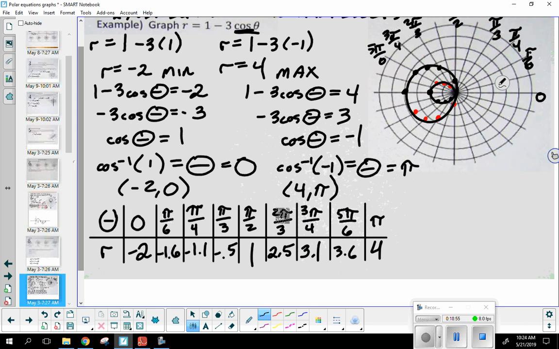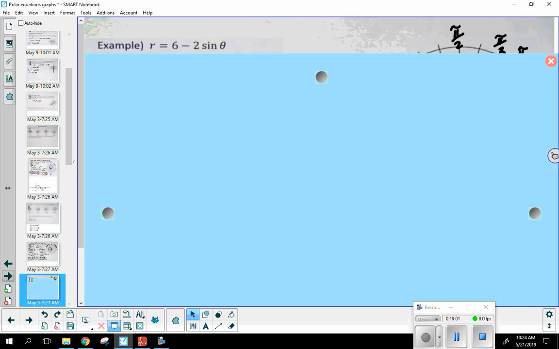Okay, all right, moving on. Let's try one on our own. You're probably saying, Mr. West, this is the last lesson of the year. I want to try one on my own. Well, all right, I'm going to go ahead and deliver. We're going to graph this one, 6 minus 2 sine of theta. So let's identify what it is first. What's A? A is 6, B is 2.